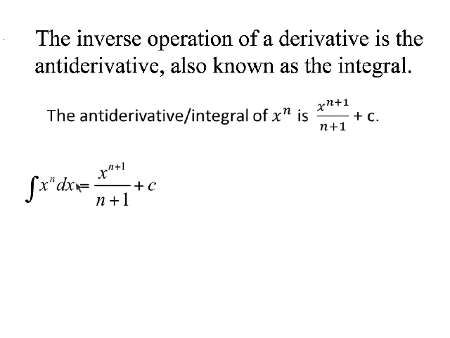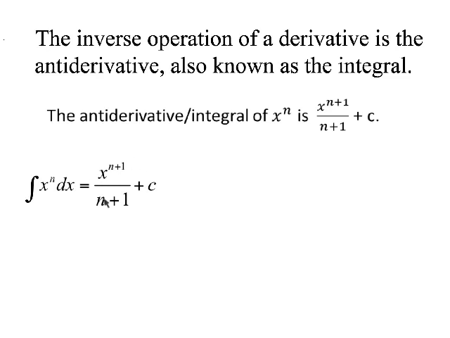So when I say this, I'm saying what's the antiderivative of x to the nth, or the integral of x to the nth. And this is how you find the answer. You take the power, you add 1 to the power, and divide by that new power, and then add a constant. Now, since they're inverse operations, the derivative of this would take you back to that.